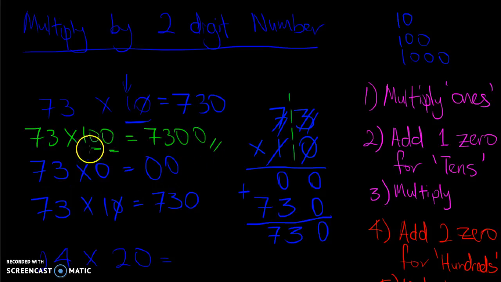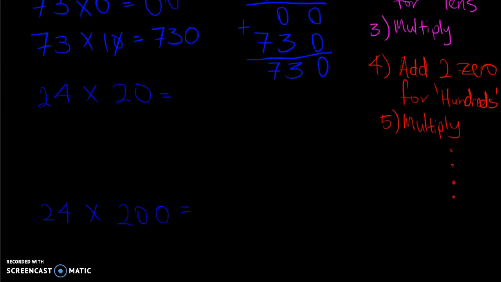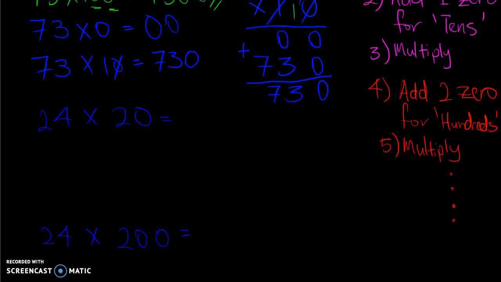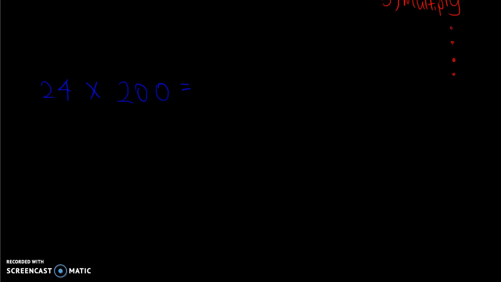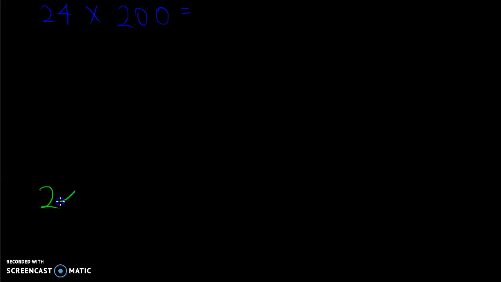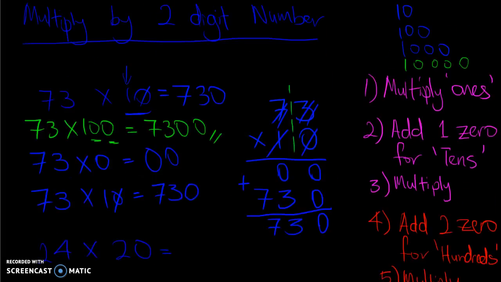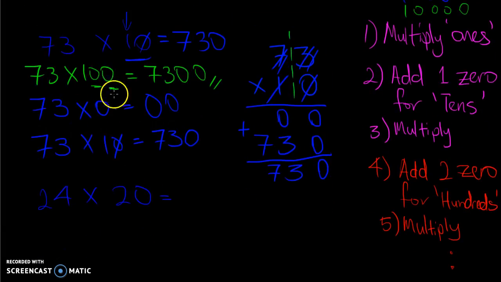But remember, these are only for multiples of 10, like 10, 100, 1,000, 10,000, and so on. And it doesn't work for questions like maybe 24 multiplied by 22. We'll try that question later, but just remember that this special zero rule only works for this.